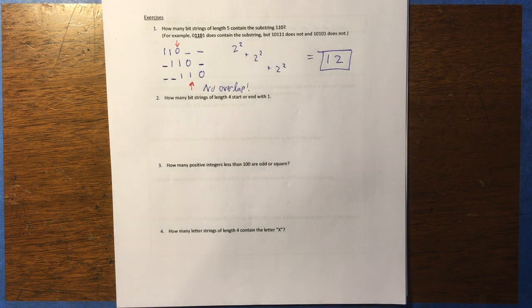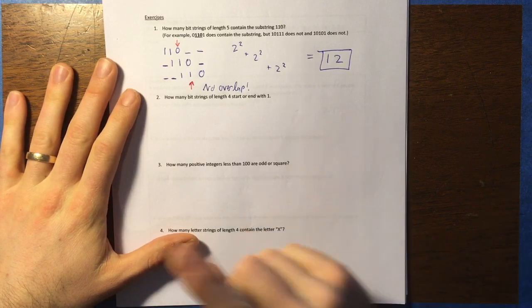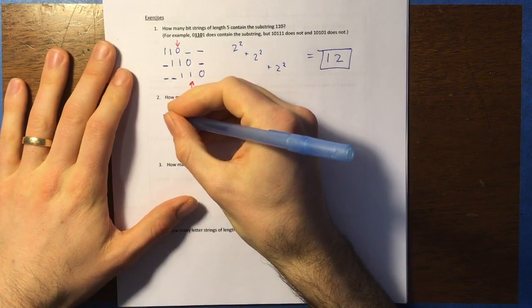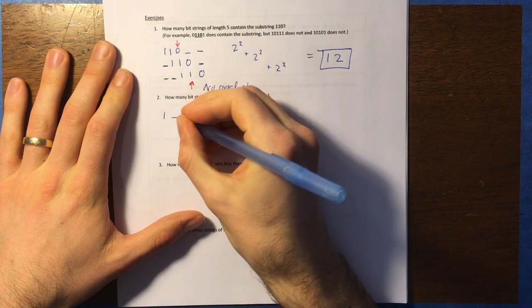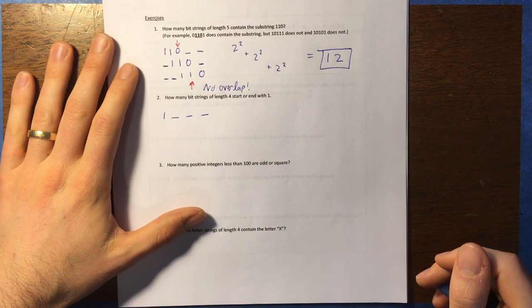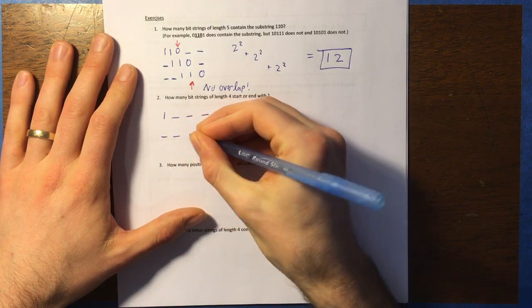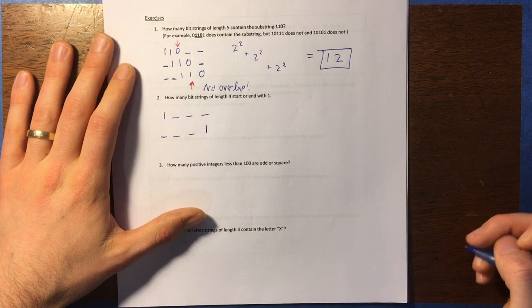So that was just using the sum rule and the multiplication rule, or the product rule. Let's look at the second one. How many bit strings of length 4 start or end with a 1? Again, we can break it into cases, starting with a 1 and then having 3 blanks, because the total length is 4 this time. Or ending with a 1. So that would be 3 blanks and then a 1.